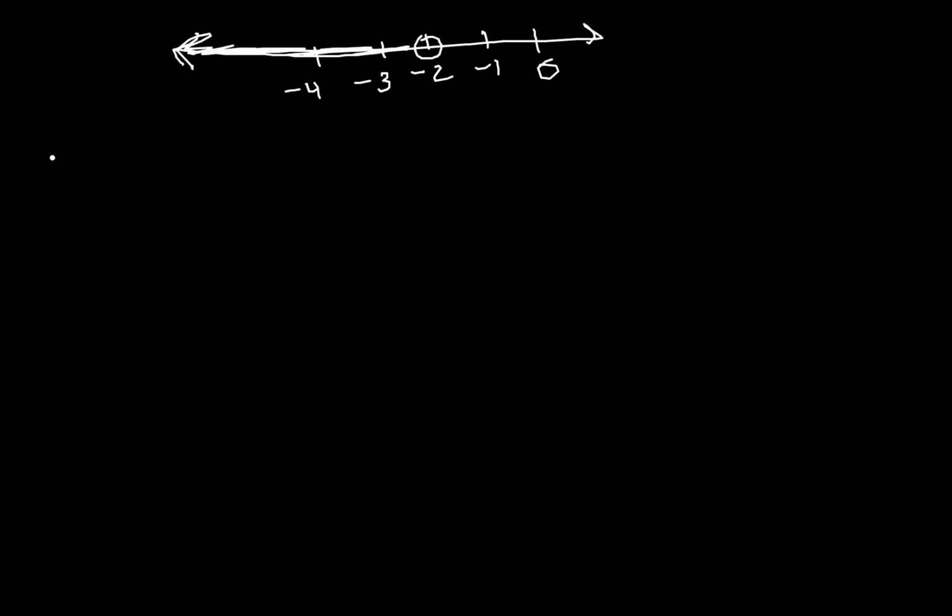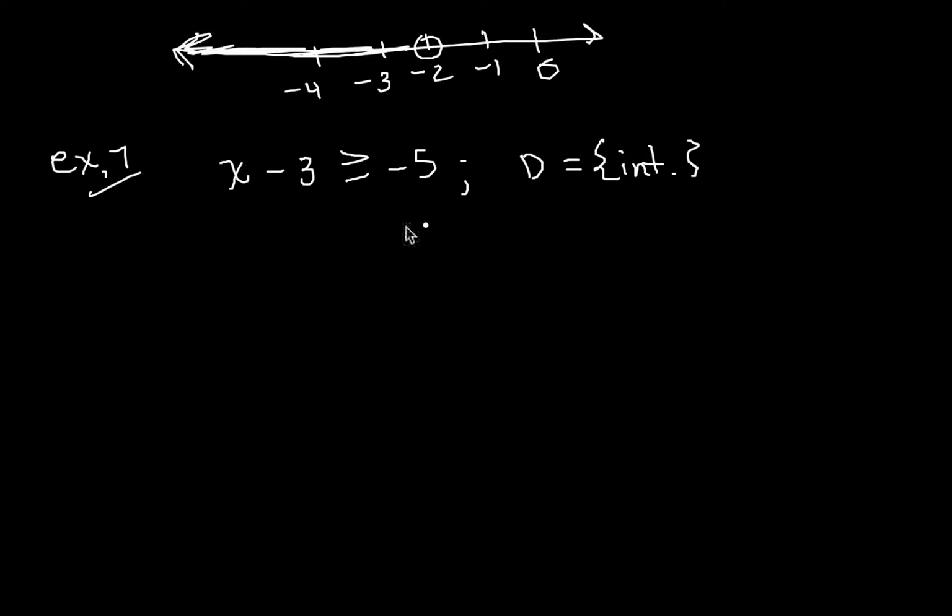All right, last problem. Same idea. We're going to graph x minus 3 is greater than or equal to -5. Tricky part in this is, of course, our domain. It's the integers, which means we only put dots on the numbers and we don't color in the fractions and decimals. So because of the additive property of inequality, we can add the same thing to both sides and it doesn't change the inequality. So we'd say x is greater than or equal to -2.